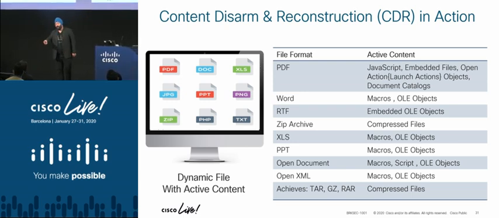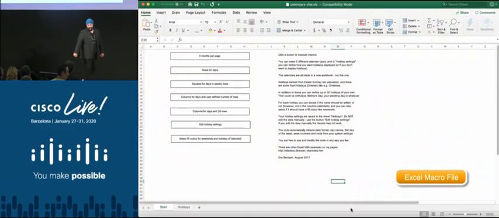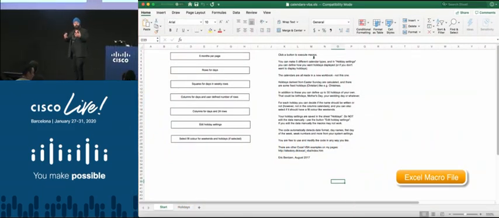What we are trying to do with CDR as a technology is disarm all this active content. By default, we remove this active content from the file itself, which means it would not be harmful for the organization or for that specific user. That's what we are trying to achieve using CDR as a technology. So let's look at this in a demo, which would be a little bit clearer.